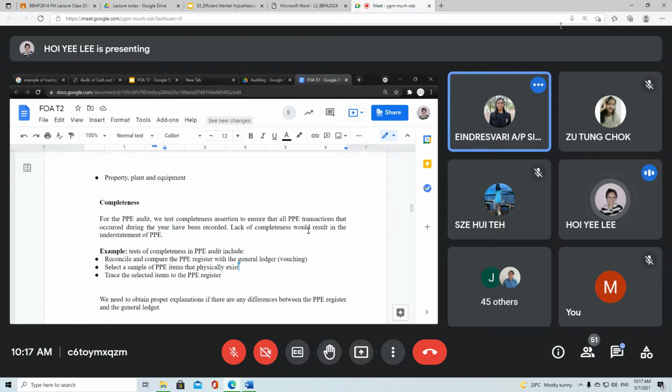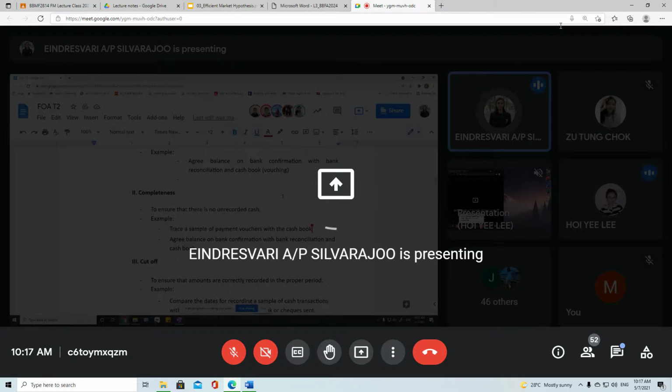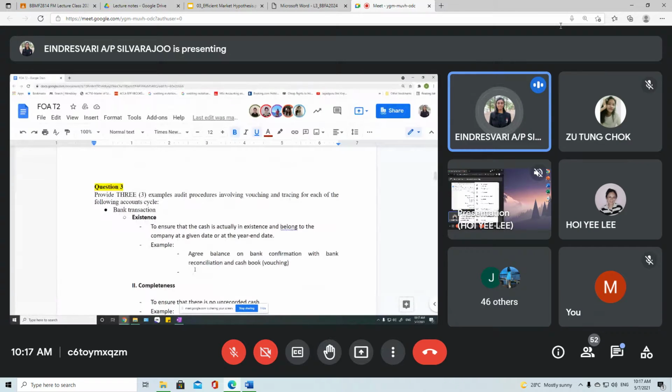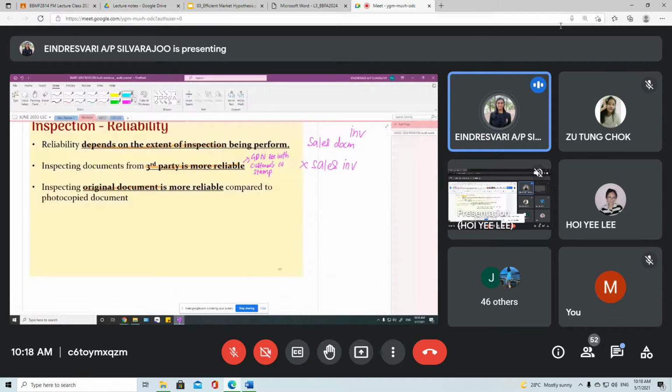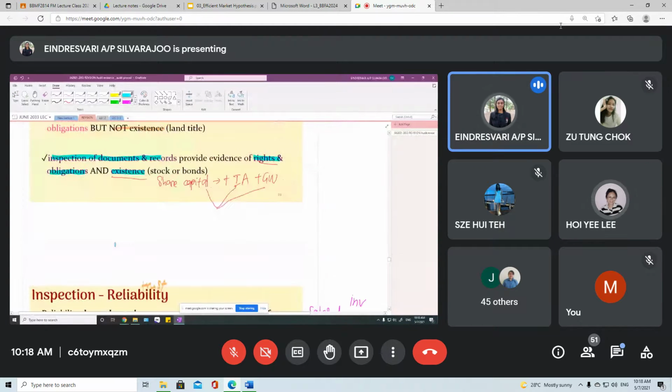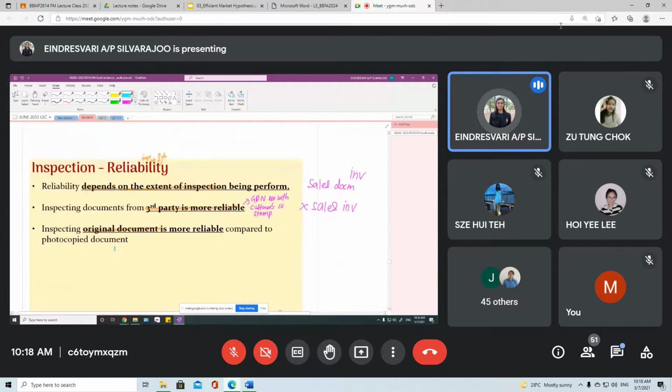Please stop sharing. Hui, when I ask question, you better answer. I will not wait. I want to hear your voice. Are you clear? When you are writing procedure, you need to refer to this slide which I have given. You see, for vouching and tracing, they come under inspection. Because vouching and tracing means you are looking at source documents and accounting records. So it will only be procedures related to inspection. You understand?